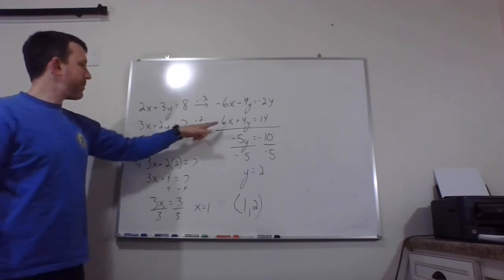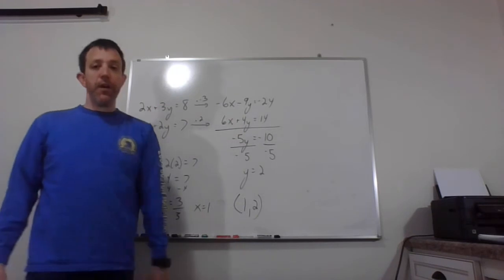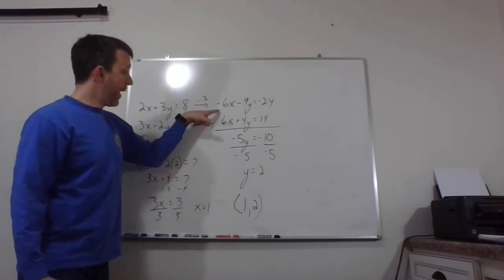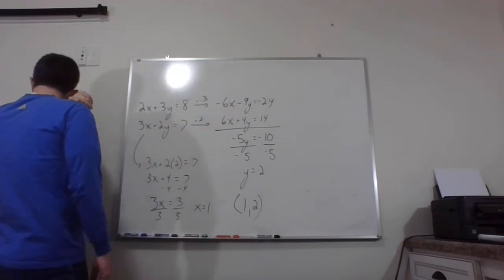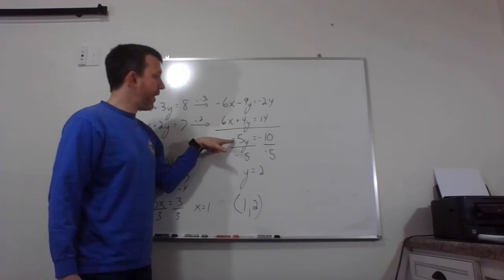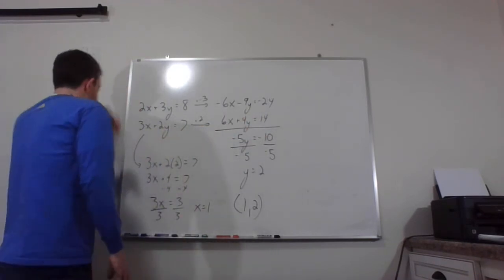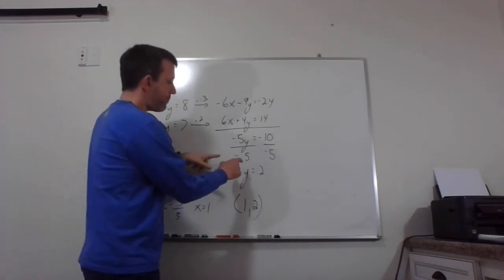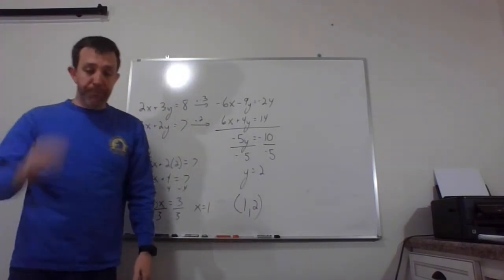For the second one, 3 times 2 gives me 6x. 2 times 2 is 4y. And 7 times 2 is 14. From there, I proceed just like I did with the other examples. I add. My x's drop out this time. Negative 9 and 4 makes negative 5y, and negative 24 and 14 is negative 10. We divide both sides by negative 5, and we end up with y is equal to 2.